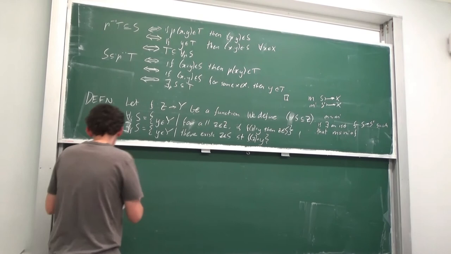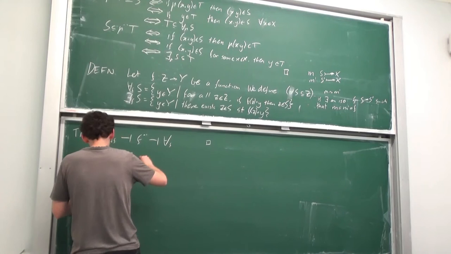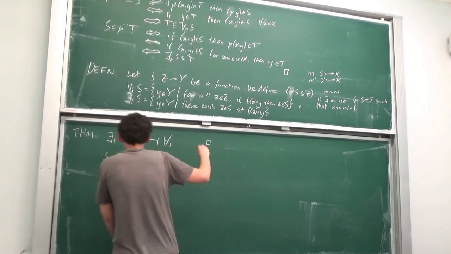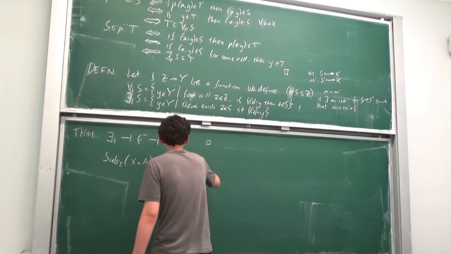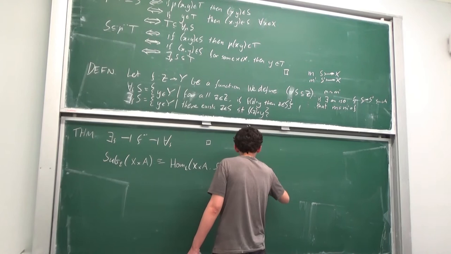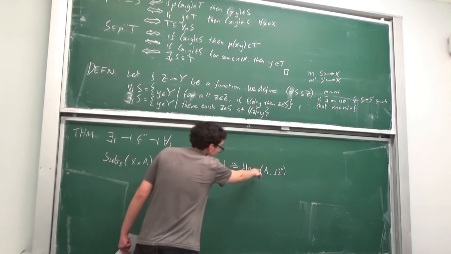So we have a partial order on Hom(X times A, Omega). I'm going to diverge slightly from the notes here and do it with X times A. But if you recall, this is isomorphic to Hom of X times A to the subobject classifier, which is then further in natural bijection with Hom of A going from Omega to the X. And so because we have a partial order on this, we can also induce a partial order on this.